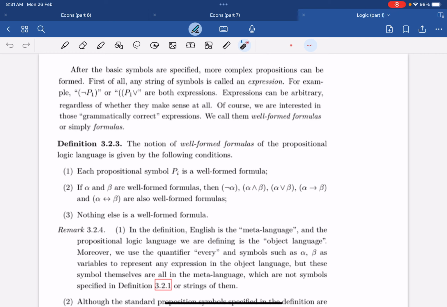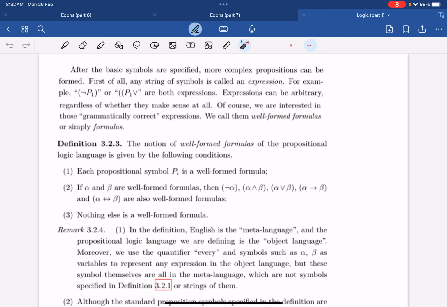But this expression makes sense because that's what we have studied before. This expression makes complete nonsense because we know that the parentheses must come with one open and one close. So we are only interested in the grammatically correct expressions, and these expressions are known as the well-formed formulas.